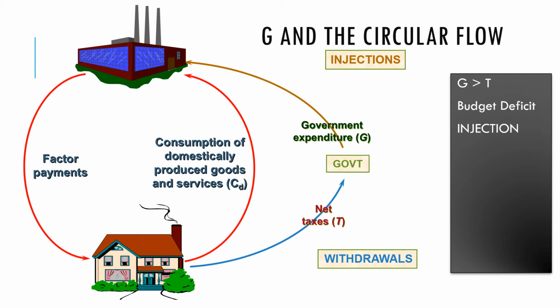But it also means we have a net injection into the circular flow of income and a higher national income. If government spending is less than taxation, then we would say the government is running a budget surplus. Now this would create a net withdrawal from the circular flow of income, so less aggregate demand.